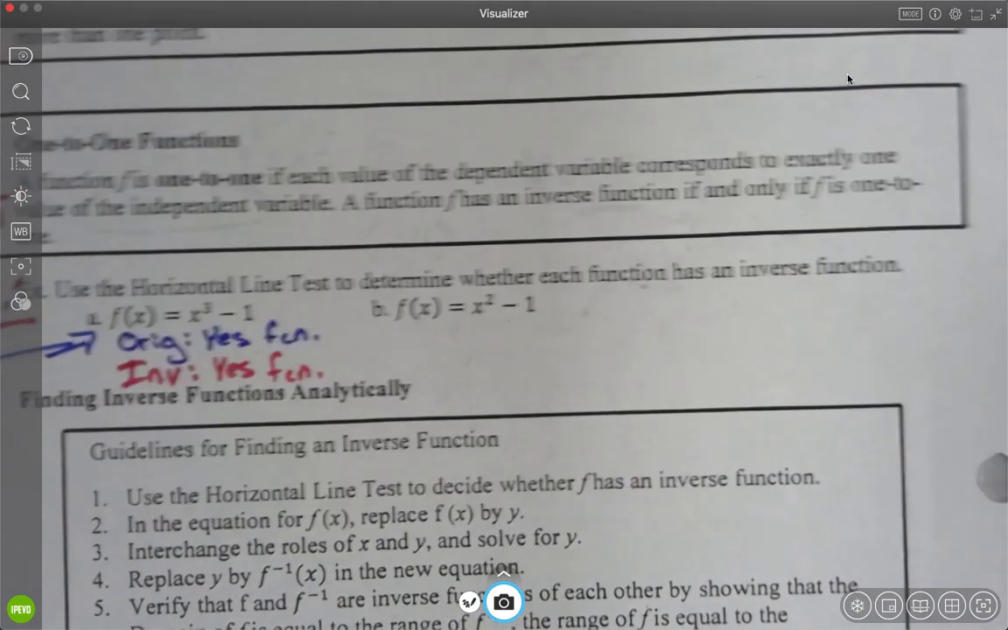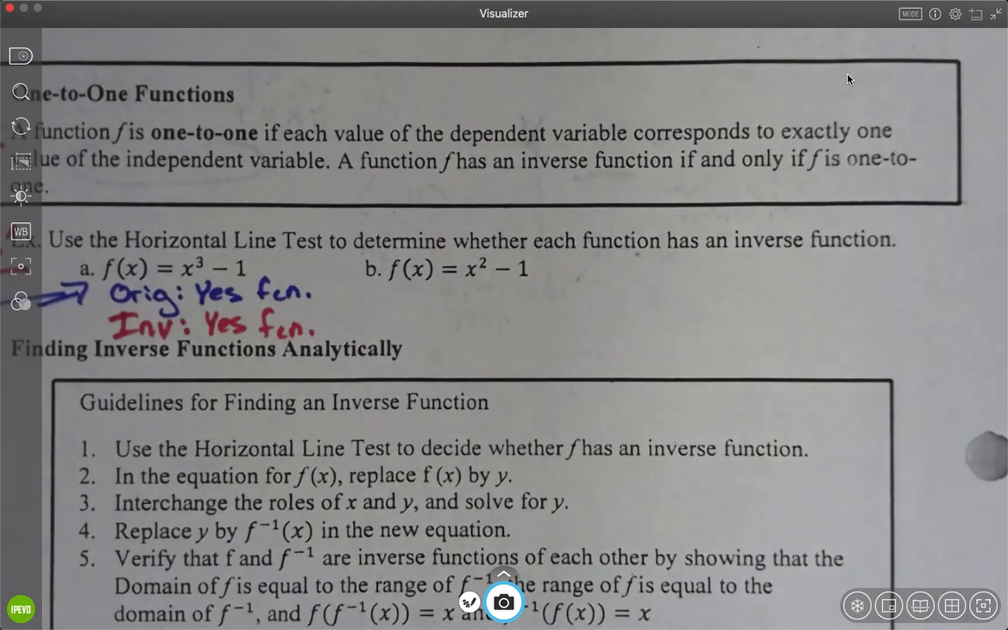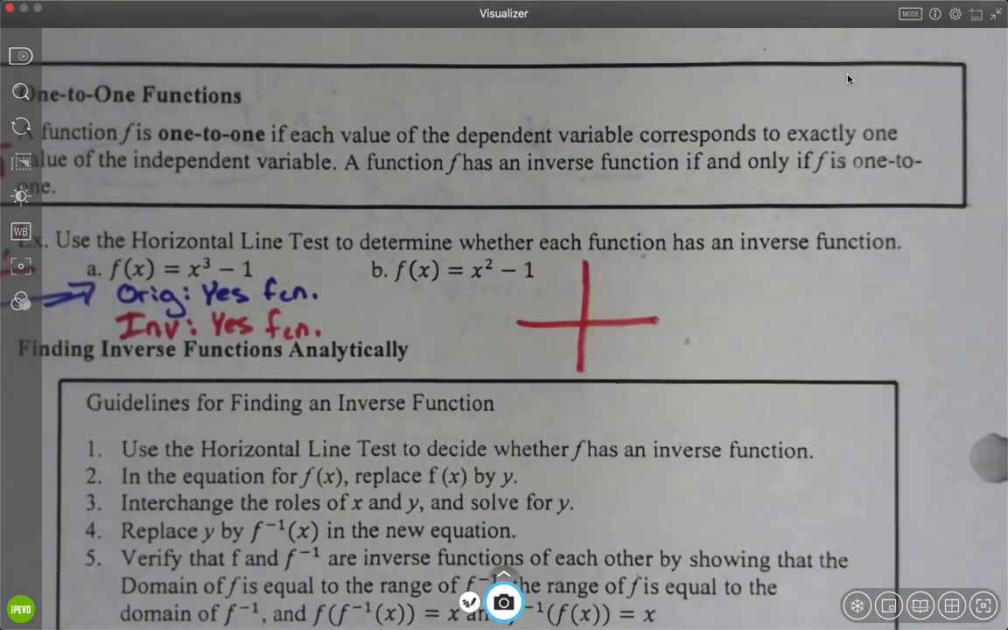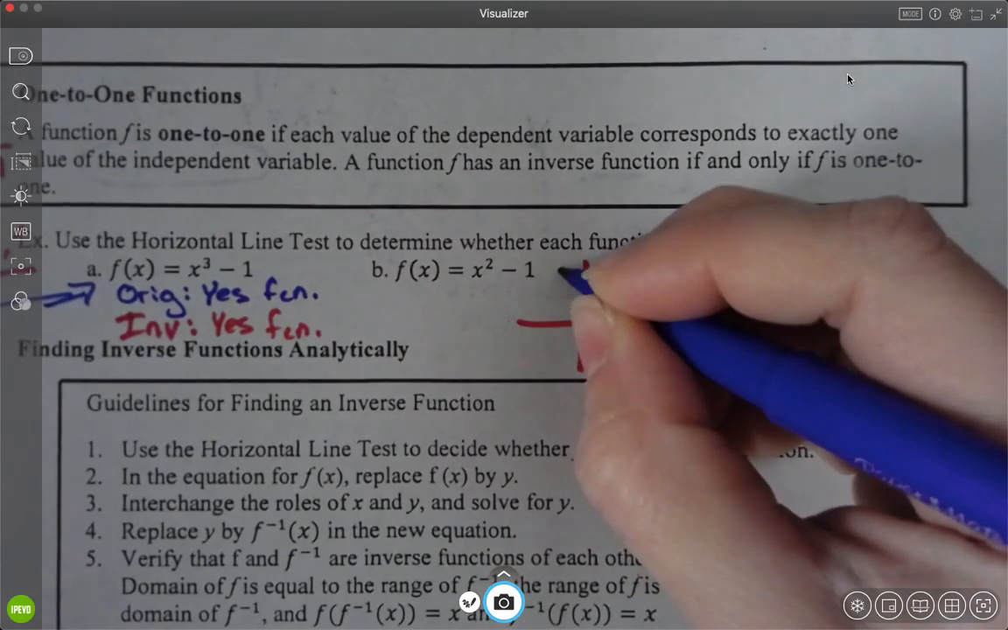Now this one, we already know the answer to part B. What does it look like? What does part B look like? A parabola going down. It looks like this.